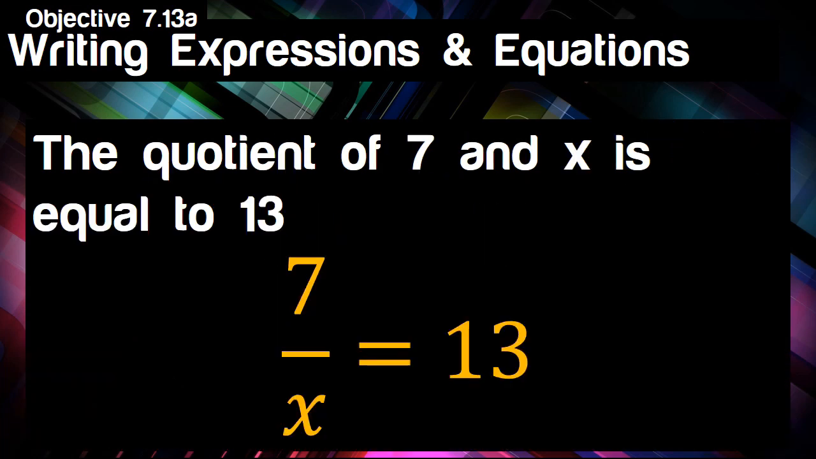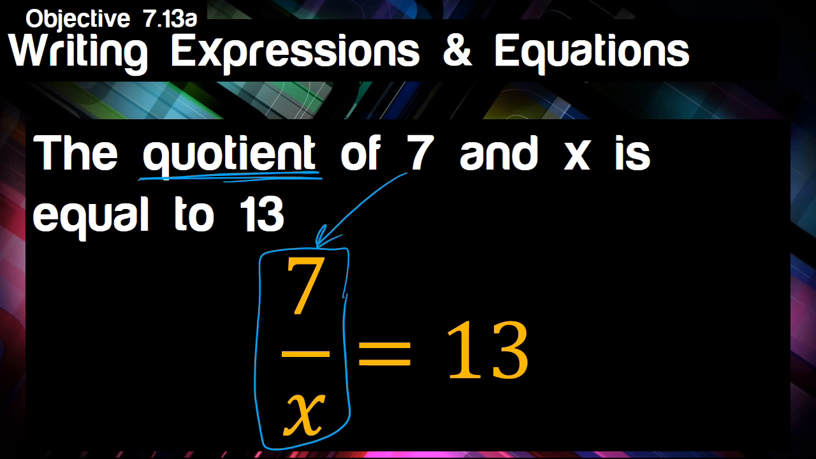So now we have the quotient of 7 and x is equal to 13. Quotient is our keyword here for division. And so the way we're going to set this up, 7 is our numerator, x is going to be our denominator, and then is equal to gives us our equal sign, 13.